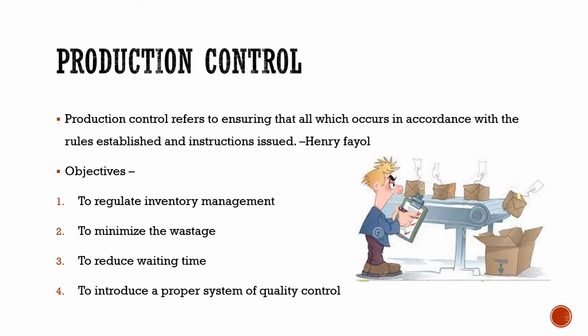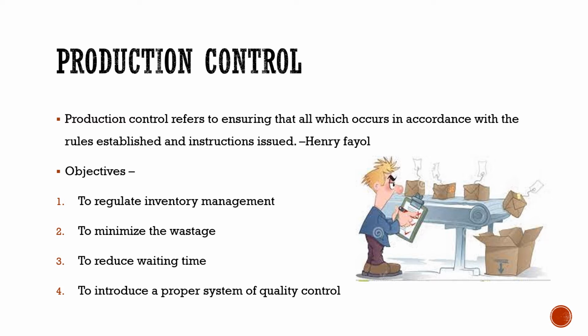Then to reduce waiting time. As you know, various works are given at the workstations, and every workstation has some particular time in which they have to complete that work. If any workstation has idle time, or the person is standing idle for maybe 10 to 20 seconds or maximum, that you have to reduce. If there is more idle time, that means your assembly line balancing is going to be disturbed. So to reduce the waiting time is one of the important objectives of production control.